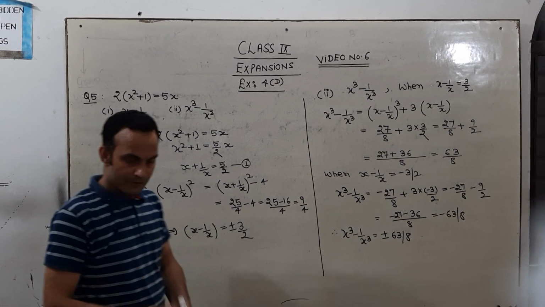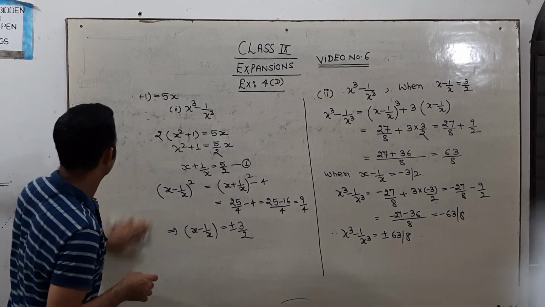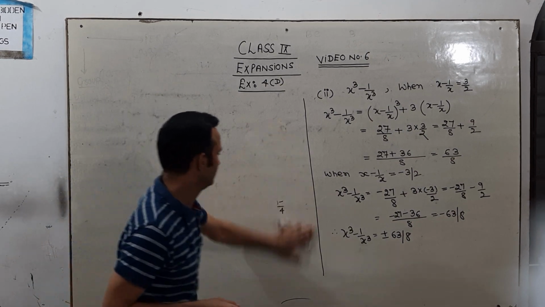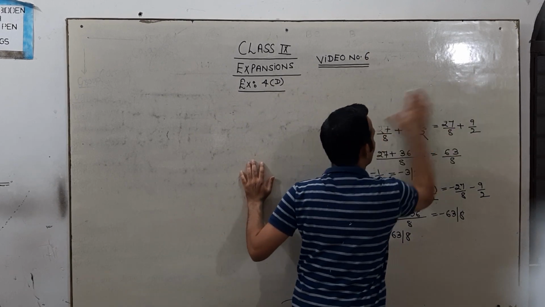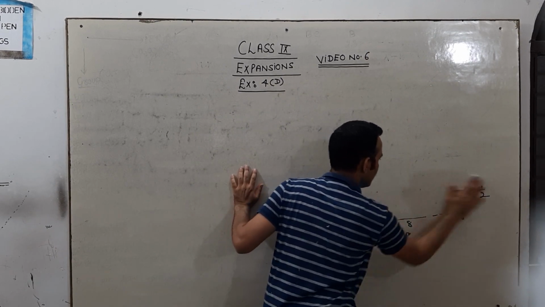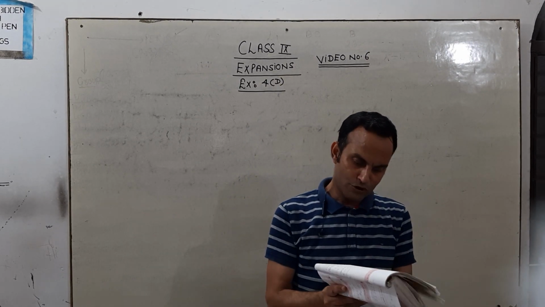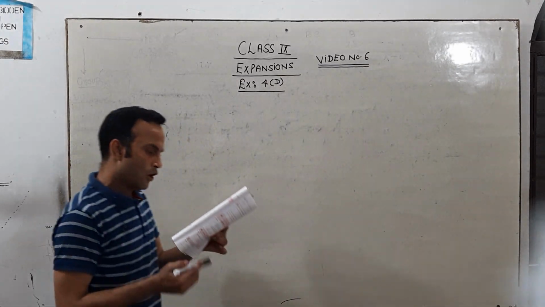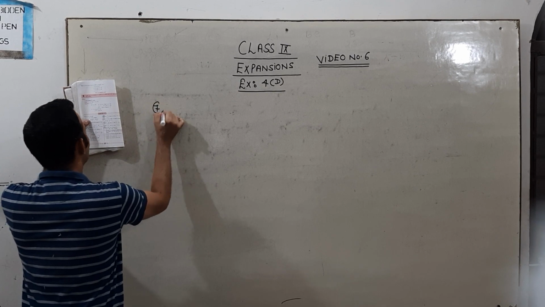Now, see question number 6. My dear student, question number 6 is very easy, so you can try yourself. Now, I am going to solve question number 7 of exercise 14 D.